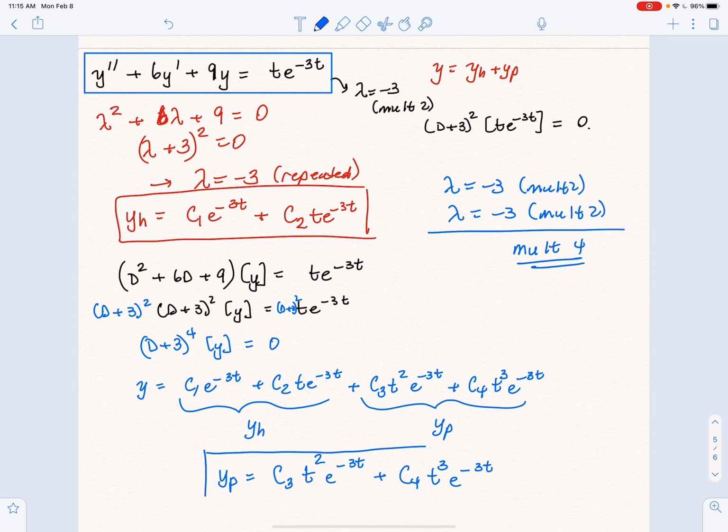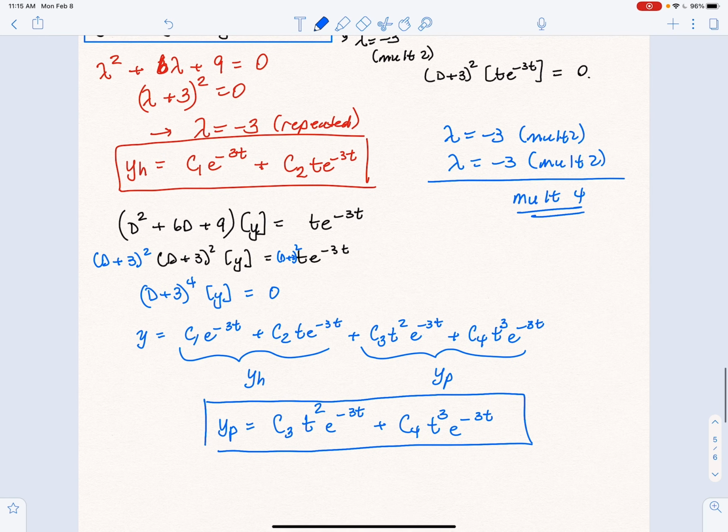Now, are we guaranteed that both C3 and C4 are non-zero? No, but you know that at least one of them is going to be. In fact, if I'm thinking correctly, this one will hang around, this one will be 0.